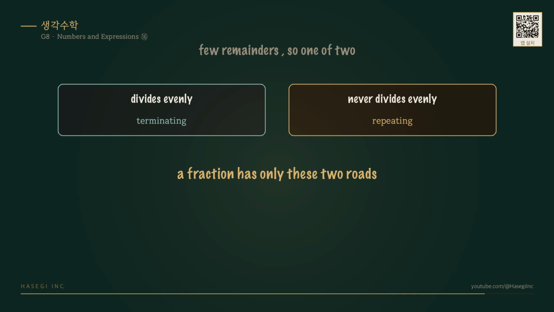Next time, why a repeating decimal is still a rational number. How something endless can come back to a fraction.